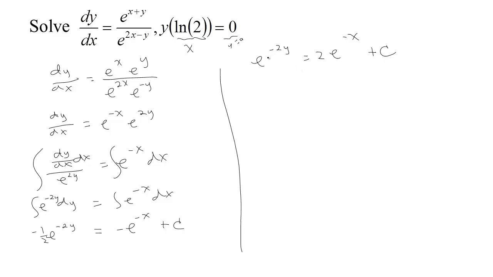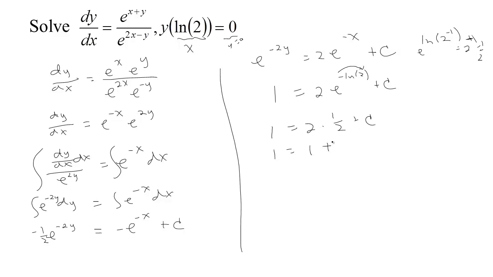If y is 0, on this side I have e to the 0, which is 1. If x is ln 2, I have 2e to the negative ln 2 plus c. Since ln 2, I can bring that negative up using the power rule for logs. So I really have the natural log of 2 to the negative 1. e to the natural log of 2 to the negative 1 would just be 2 to the negative 1, which is 1/2. So 1 equals 2 times 1/2 plus c. 2 times 1/2 is 1. So I know in this particular case that c is 0.